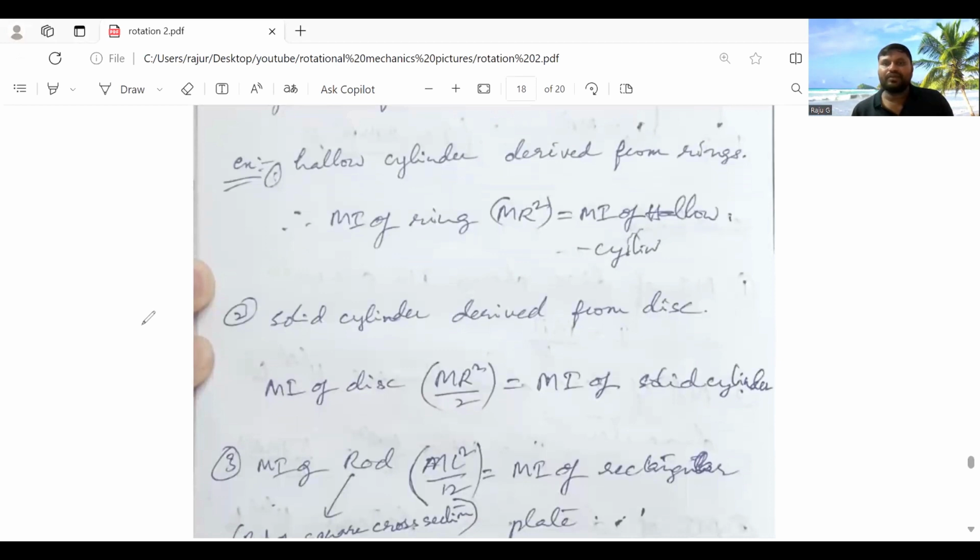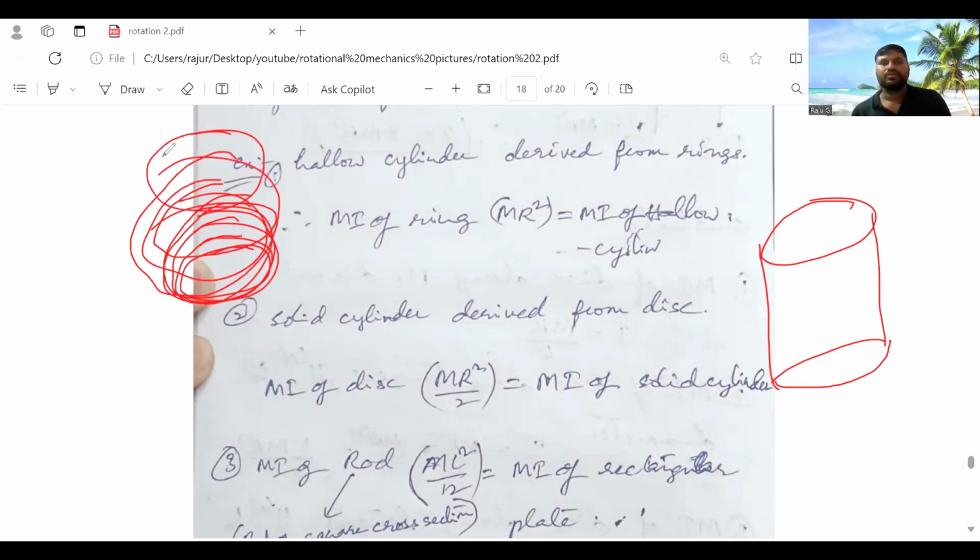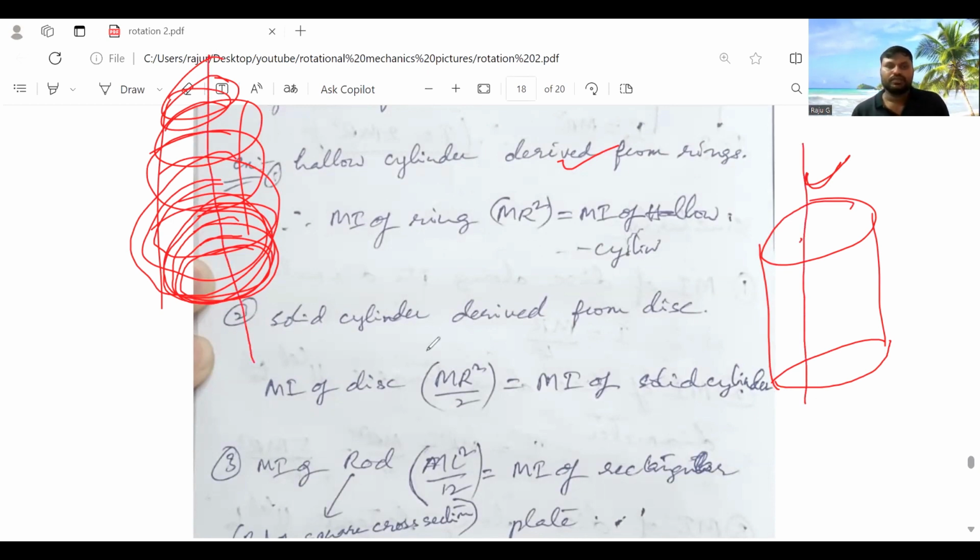Hollow cylinder derived from rings. How will we get a hollow cylinder? This is one ring. On one ring, if you keep one more ring, and another ring, next ring, next ring, next ring, we will get a hollow cylinder. So a hollow cylinder is derived from rings by placing them so that the masses are distributed about the axis. Similarly, this is the axis, and the masses are distributed in the same manner.